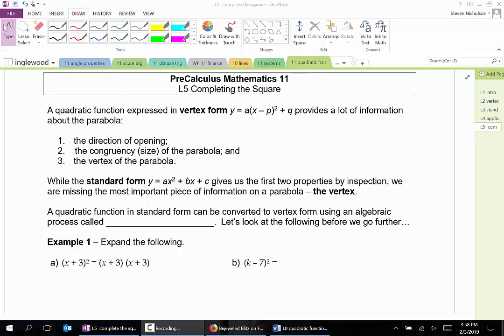The last lesson in the unit is called completing the square, and it's an important thing to be able to do for the reasons we're going to see.